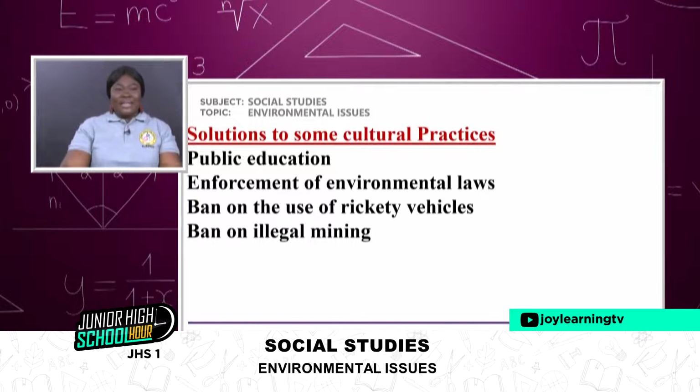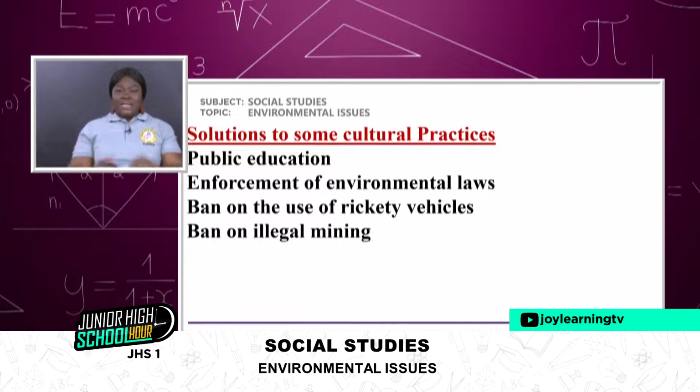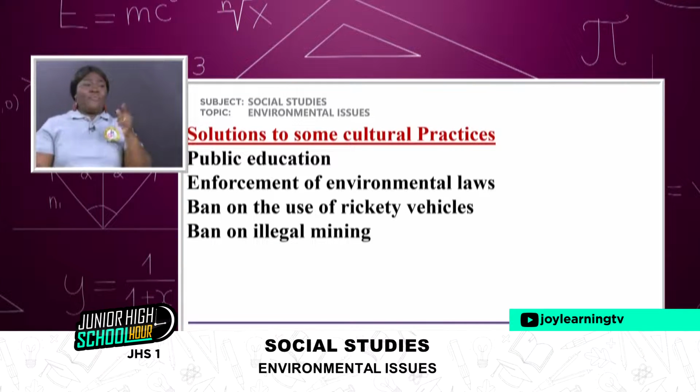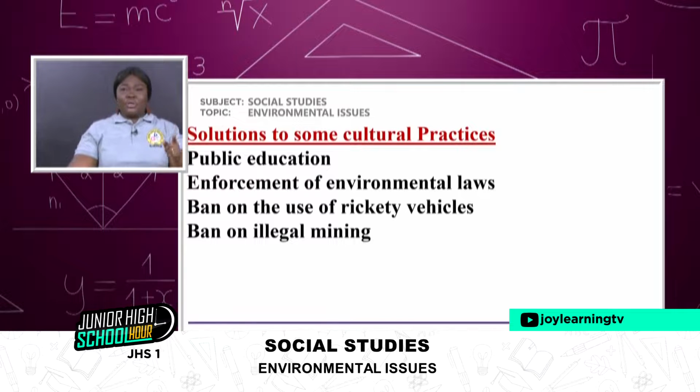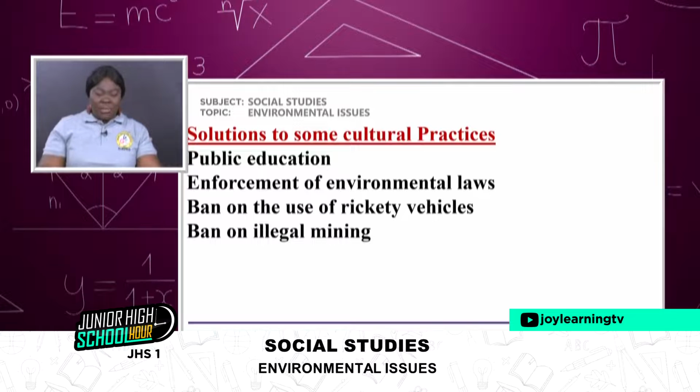Now, let's look at the next one. We need laws, enforcement of environmental laws. Yes, we need laws backing the laws that we make, so that when you are found as a culprit, what will happen to you? You'll be arrested, because it's not right for you to pollute the environment.